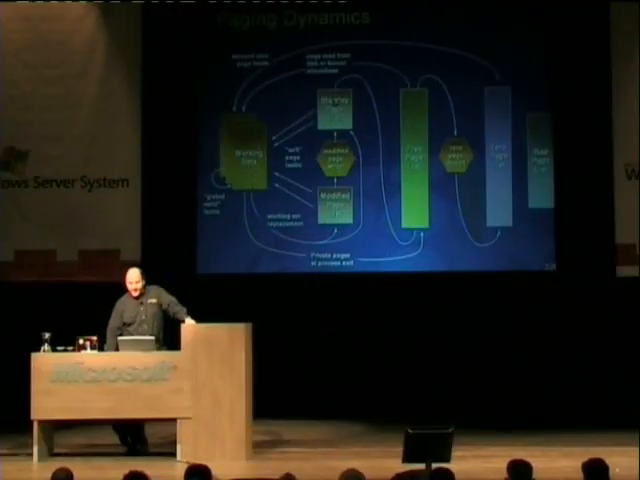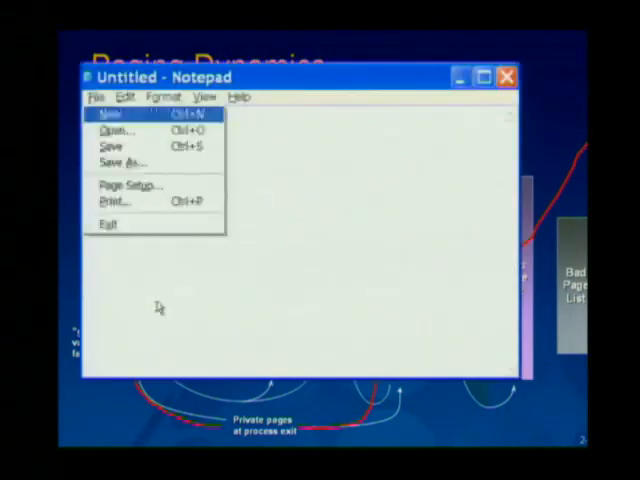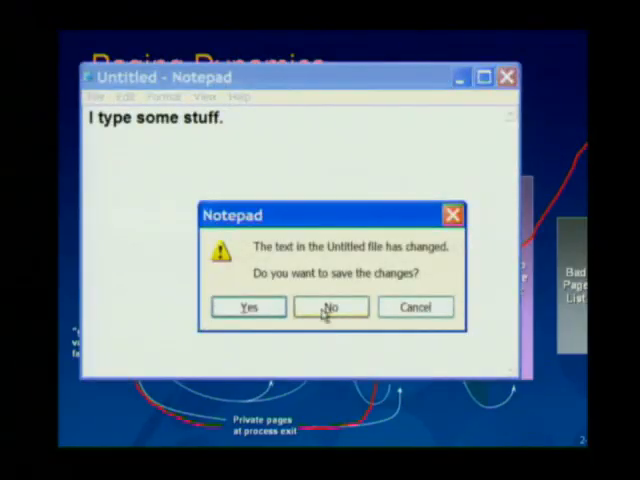Okay, so we've covered the standby list and the modified list and the zero list. Let's talk about the free list. The free list, if you look at the arrow, grows at process death. When a process dies, the working set is disassembled. So, for example, I'm going to exit Notepad, not saving the data.